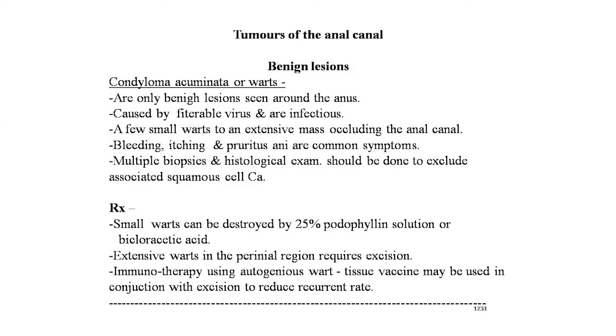Now first we start with the benign lesions, that is the Condyloma acuminata or warts, the only benign lesions seen around the anus. The anus and the perianal regions are affected. These are caused by a filterable virus and infectious organisms. The extent of the disease varies from a few small warts to an extensive mass occluding the anal canal. Bleeding, itching and pruritus ani are common symptoms.